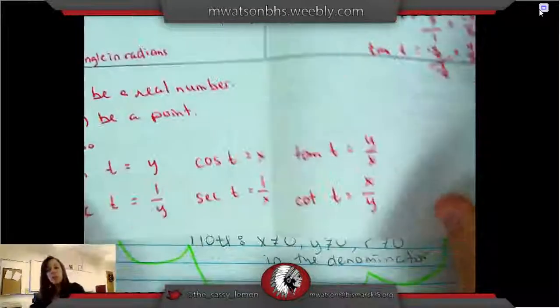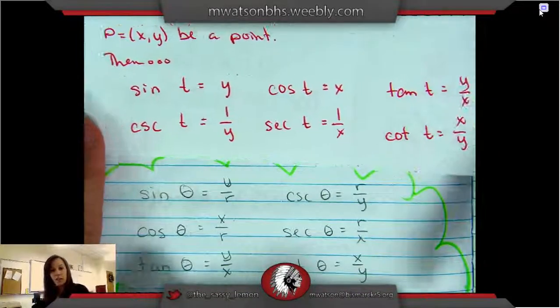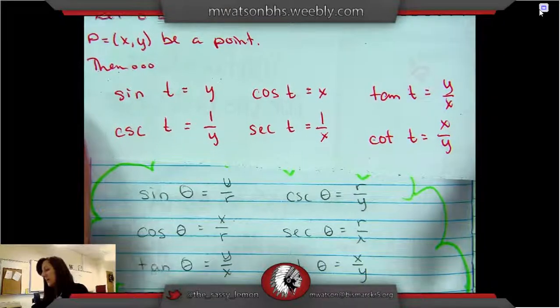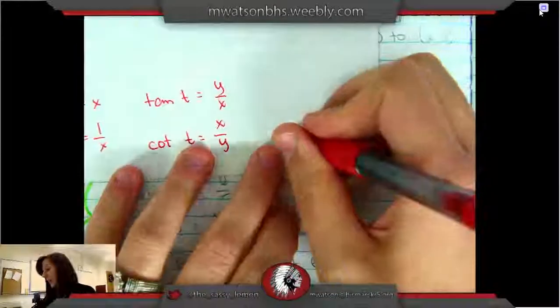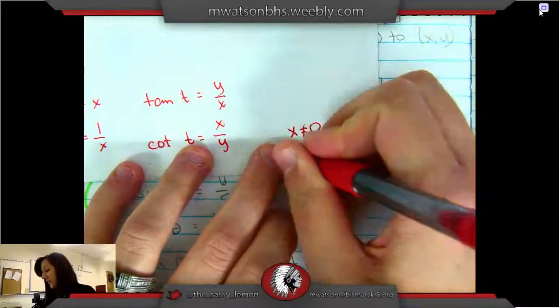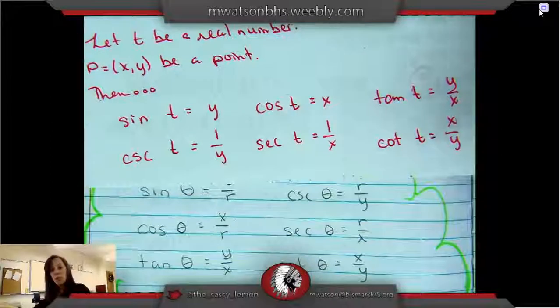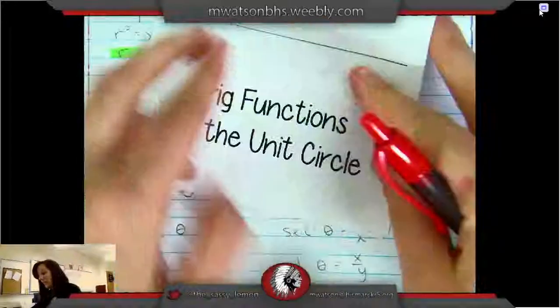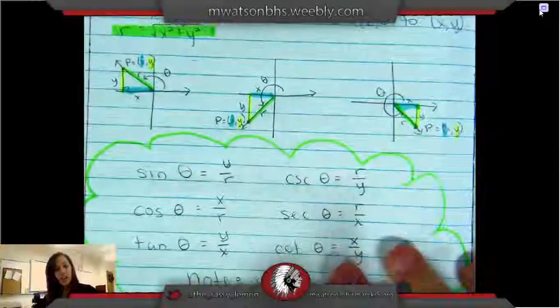So it just simplifies our formulas a little bit from what we had, if you look here. And notice the same rule applies, that x and y can't equal 0. Because if we did, we'd have a 0 in the denominator. But so those are kind of revised for the unit circle. Now go ahead and glue that in, and I'll give you guys practice problems.